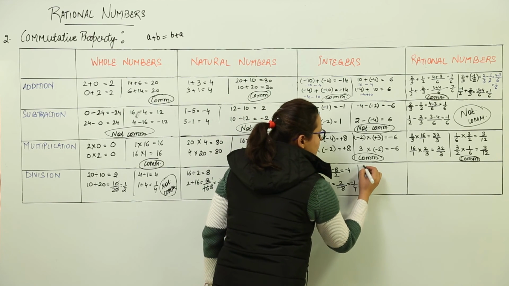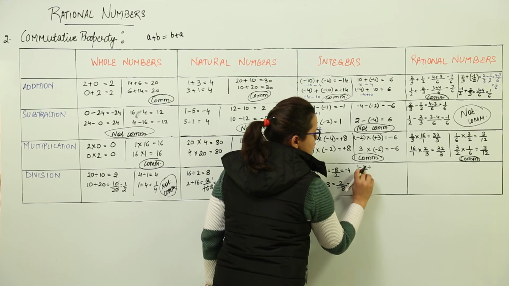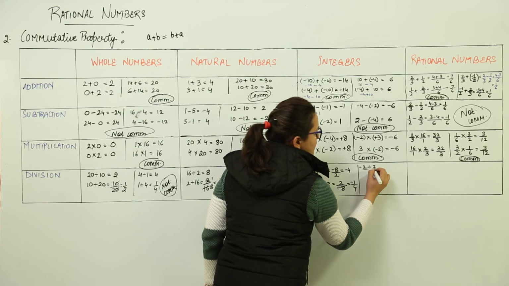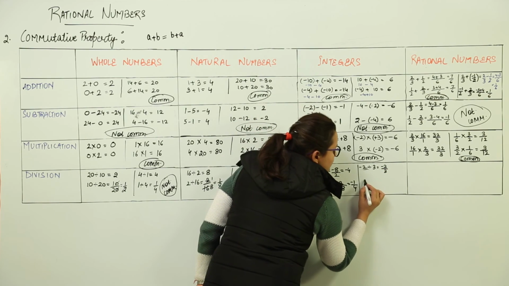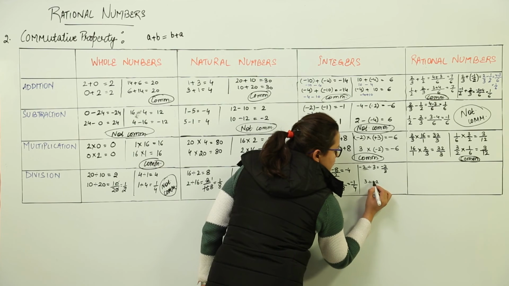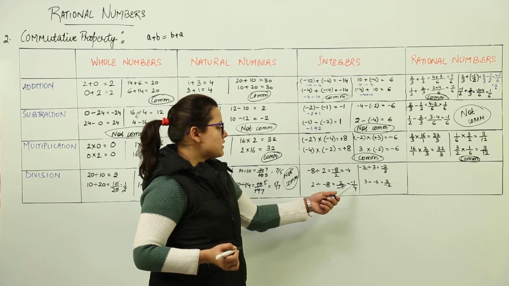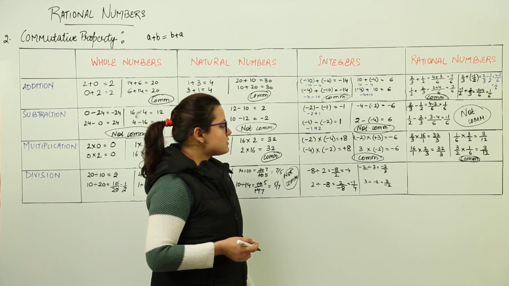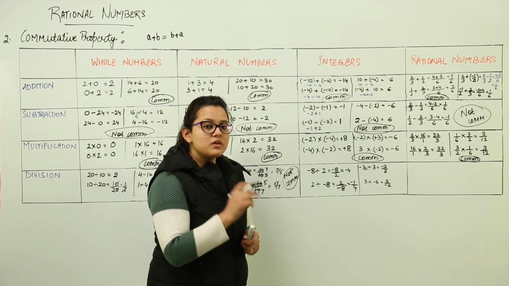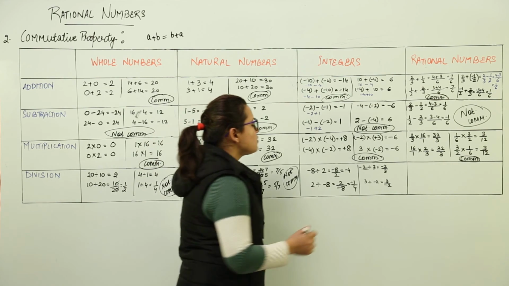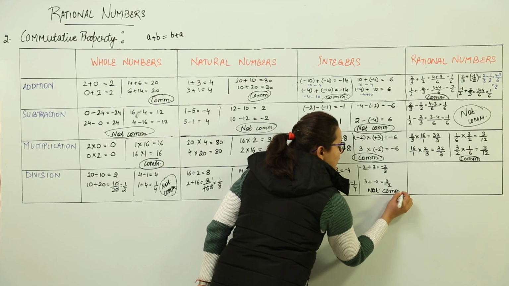For the next, let us take minus 2 divided by 3. What is your answer? Minus 2 over 3. But if you do 3 divided by minus 2, your answer becomes 3 over minus 2. Now this is again giving you different answers. See, minus 2 over 3 and minus 3 over 2 are two different rational numbers. So we can say that here also the property remains not commutative, right?